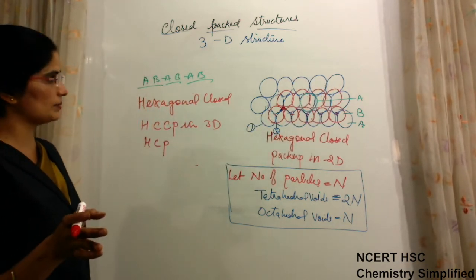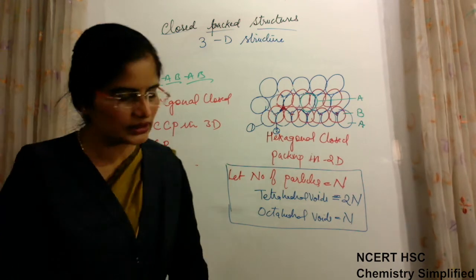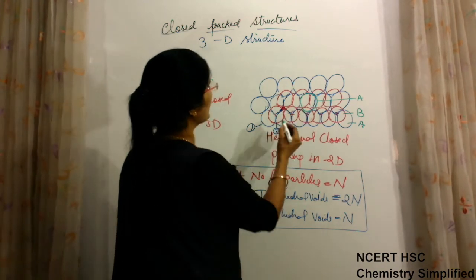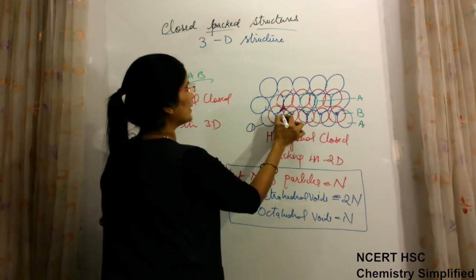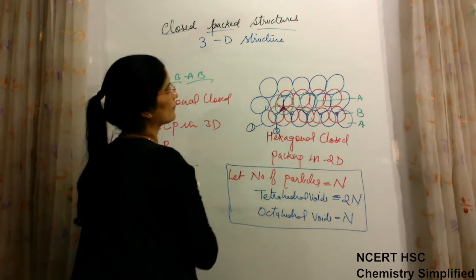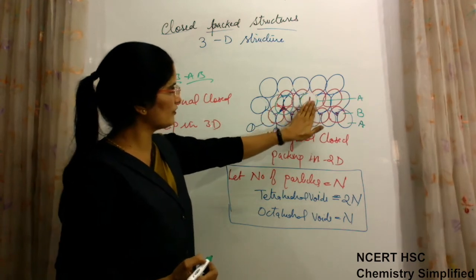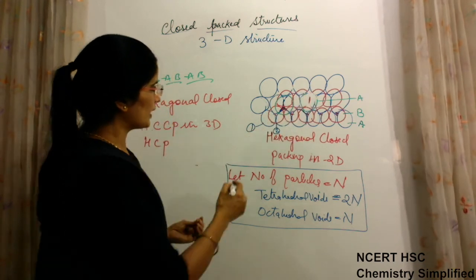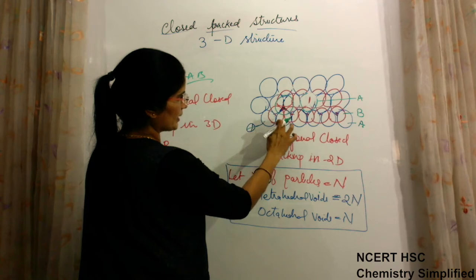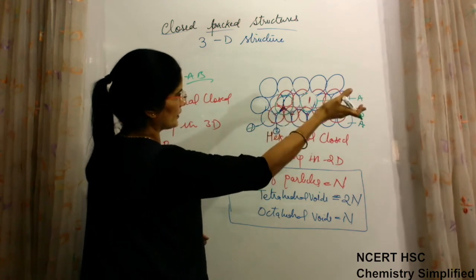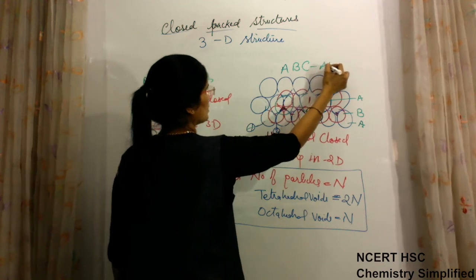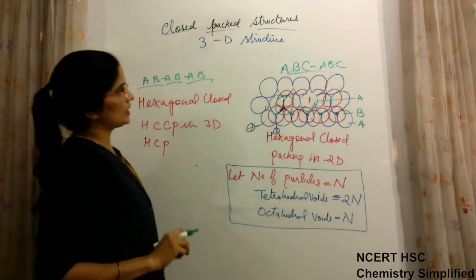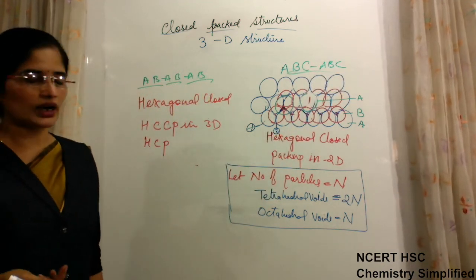Now another possibility is there. Instead of keeping the third layer in the tetrahedral void, if I place the third layer on the octahedral void which was created, then what will happen? First layer is different, second layer is different, and the third layer is totally different. So this type of arrangement is ABC, then ABC. This is ABC type of arrangement.